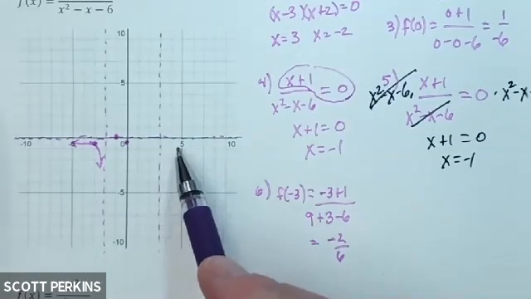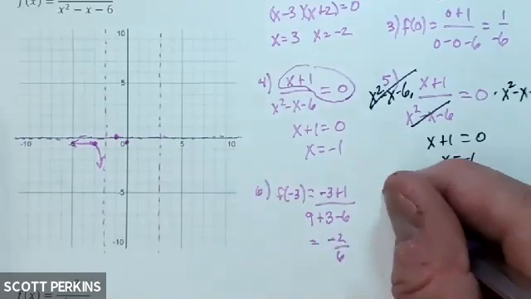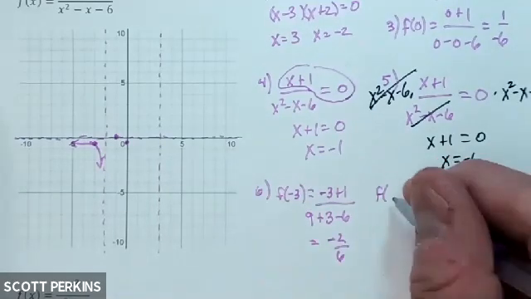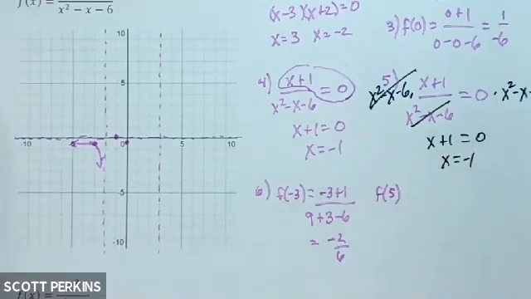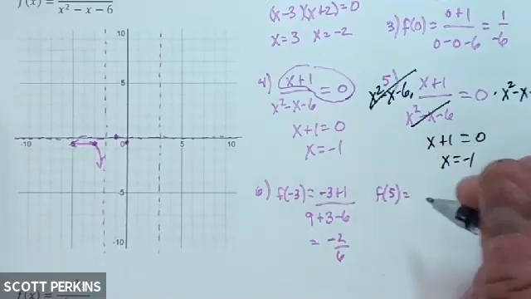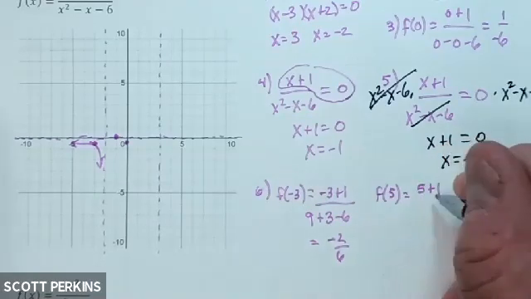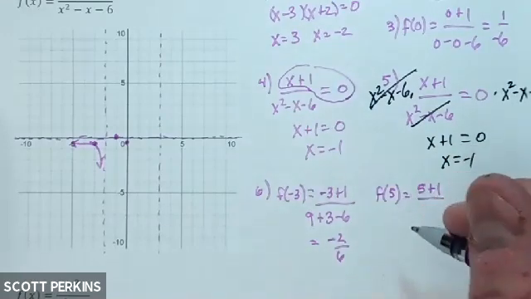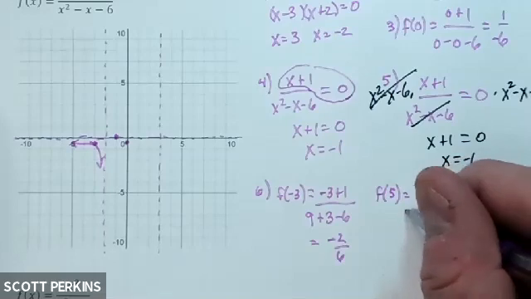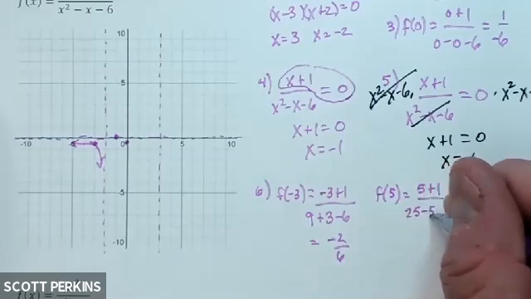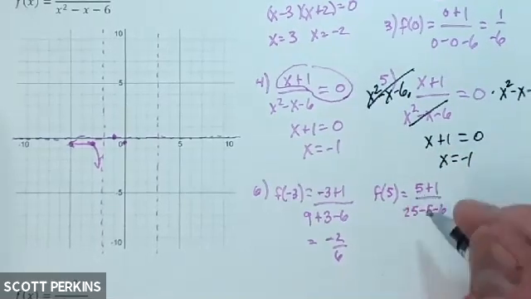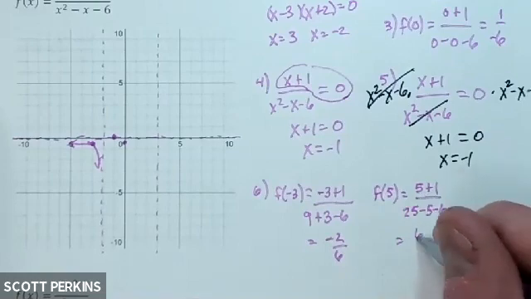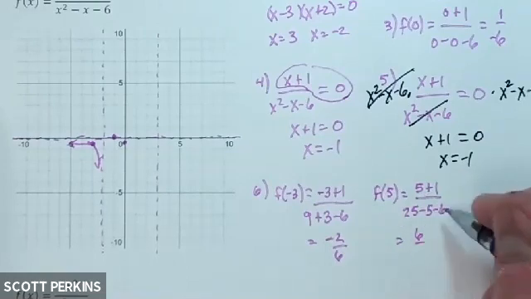Pick whatever you want. I'll use 5. Again, if you picked 4 or 6, we should all be coming to the same conclusion. So when I plug in 5, in the top I have 5 plus 1. In the bottom I have 5 squared is 25, minus 5 minus 6. So the top is 5 plus 1 is 6. In the bottom, that is 14.